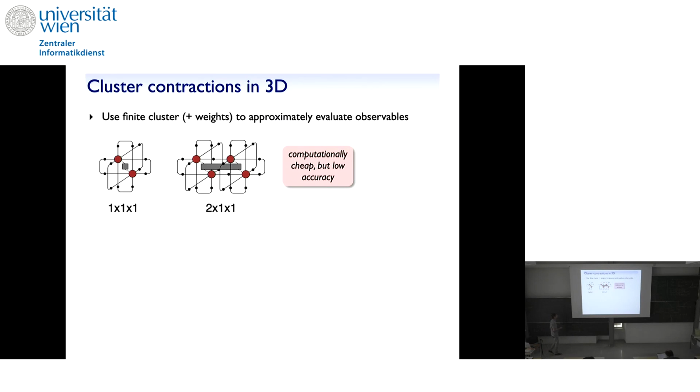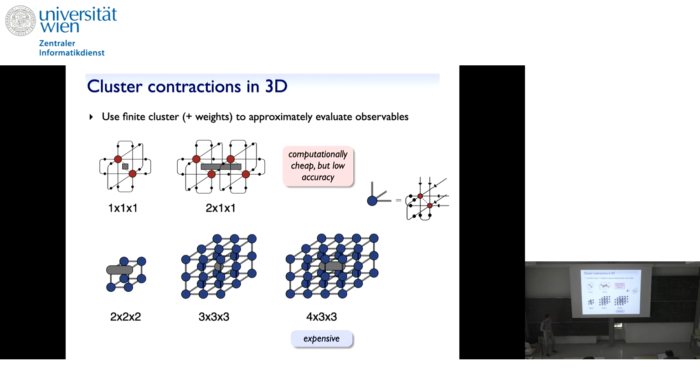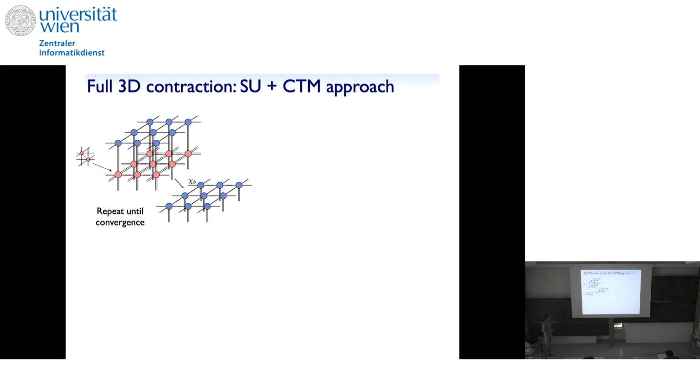So we typically considered clusters which are larger, as shown here. So this is a large cluster, which gives quite okayish results, but it's also quite expensive to contract. And then this cluster here, just a 2 by 2 by 2 cube, is computationally reasonably cheap and can be used to get a rough estimate of local expectation values. Okay, so that's the idea of these cluster evaluations. And now let me move on to the full 3D contraction algorithm, the SU plus CTM approach.